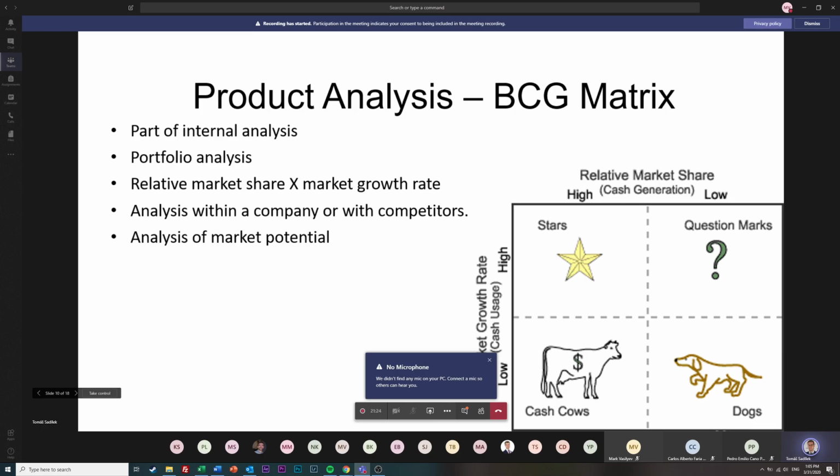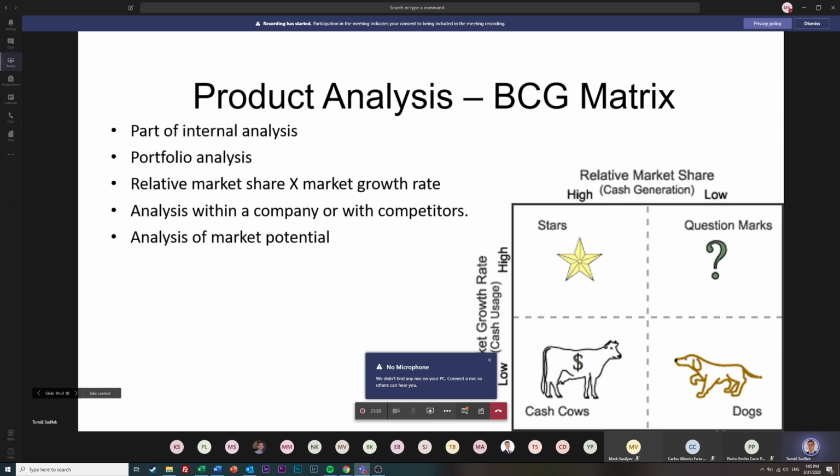The BCG matrix is an internal analysis, or one example of internal analysis. We say that this is a portfolio analysis and this is described in a matrix. The matrix has 4 quadrants describing the combination of market growth rate and relative market share. I'm going to show you in a minute how to calculate both and how to do it in Microsoft Excel. There are 4 possible situations that correspond with the life cycle of a product.